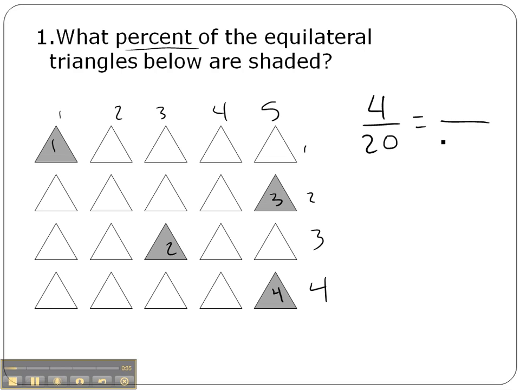So to find percent, we need a denominator of 100. And I can get from 20 to 100 by multiplying by 5. Do the same to the numerator. 20 hundredths, 20%.